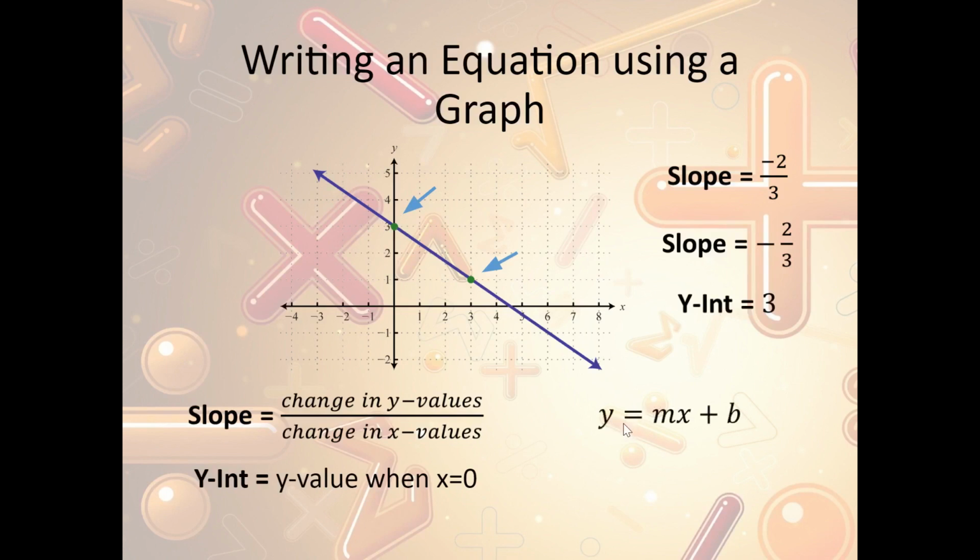So I'm going to plug that into y equals mx plus b. Remember, the slope goes where m is. So the slope is negative 2/3. So this should say y equals negative 2/3 x. And b is 3. So I'm going to plug that in. So my equation for this line would be y equals negative 2/3 x plus 3.